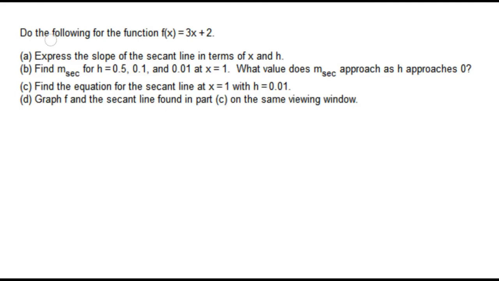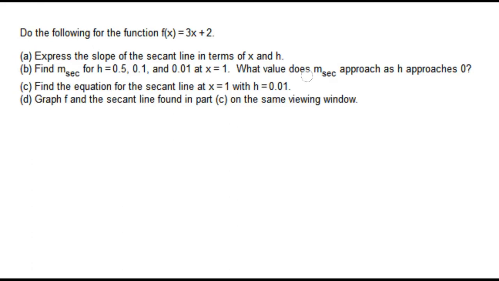In this question, we want to do the following for the function f of x equals 3x plus 2. In part A, we express the slope of the secant line in terms of x and h. In part B, find the slope of the secant line for h equals 0.5, 0.1, 0.01 at x equals 1.